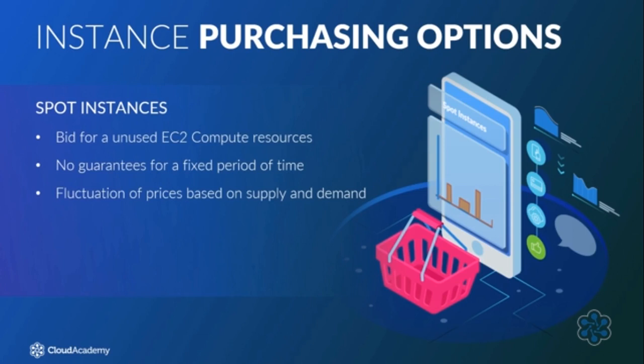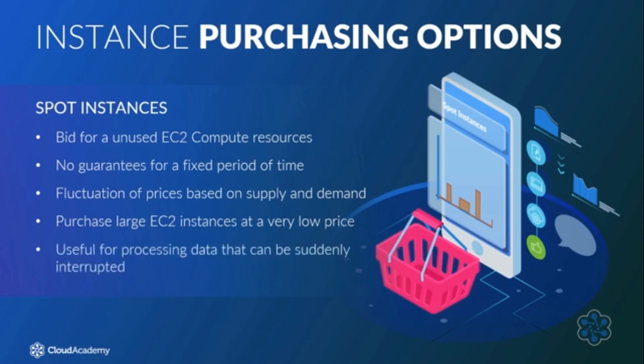The bonus for spot instances is that you can bid for large EC2 instances at a very low cost point, saving a huge amount on cost. Due to the nature of how the instances can be suddenly removed from your environment, spot instances are only useful for processing data and applications that can be suddenly interrupted, such as batch jobs and background processing of data.